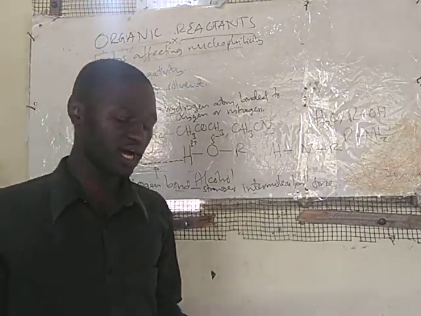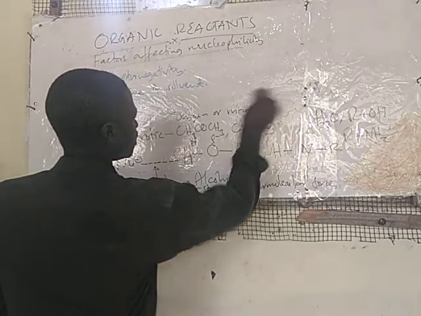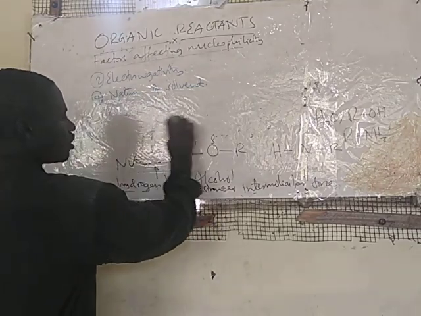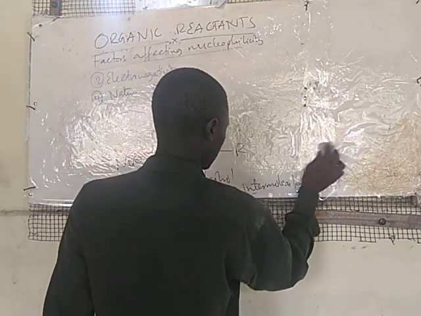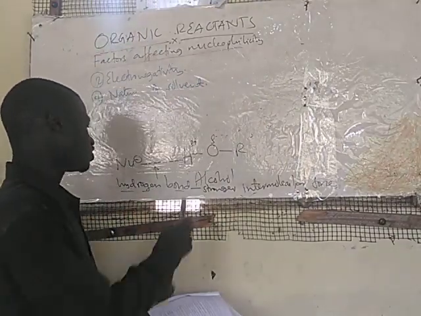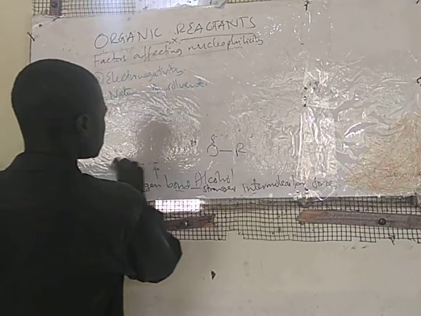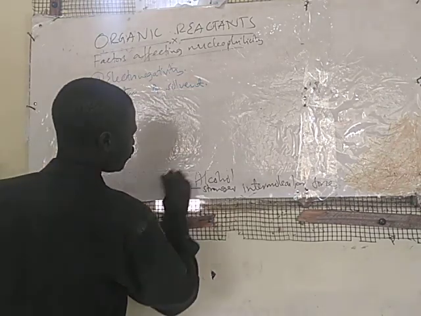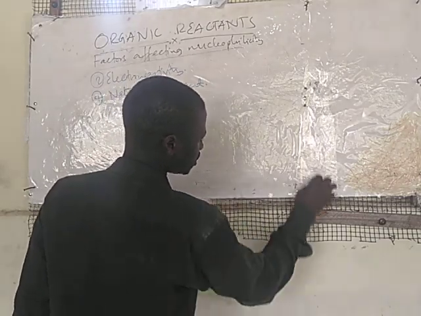But we want to explain the implication of being protic or aprotic. I have explained here, and I hope if you listened well, you have already understood. But let me just repeat a little for your better understanding and for your better performance in your exams. This positively charged hydrogen tends to form hydrogen bonds with the nucleophile. And not only that, the nucleophile will tend to be surrounded by the molecules of the protic solvent.